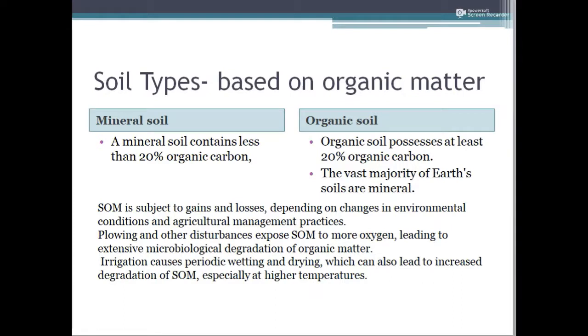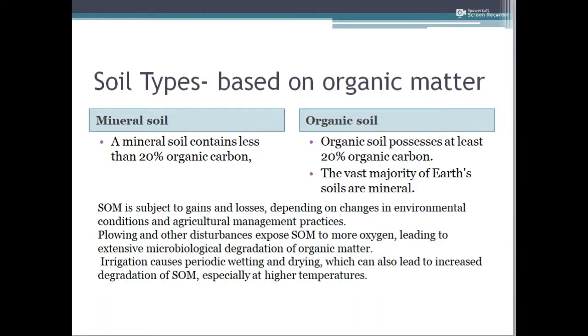Based upon this, soil can be divided into mineral soil as well as organic soil. If it contains less than 20% of organic carbon, it is referred to as a mineral soil. And if it contains at least 20% of organic carbon, it is referred to as an organic soil. Most of the earth's surface has mineral soil.